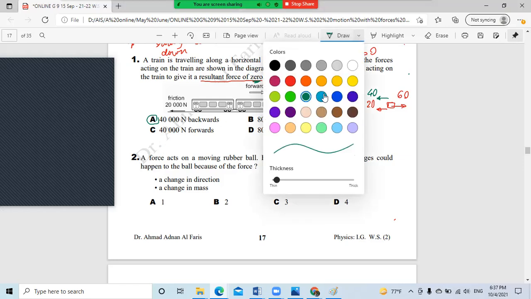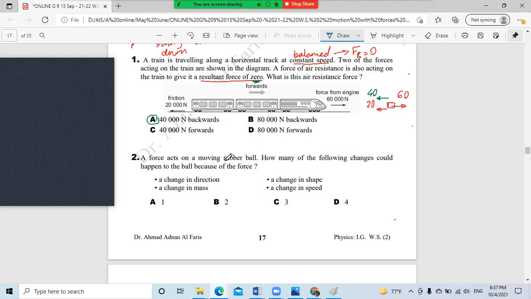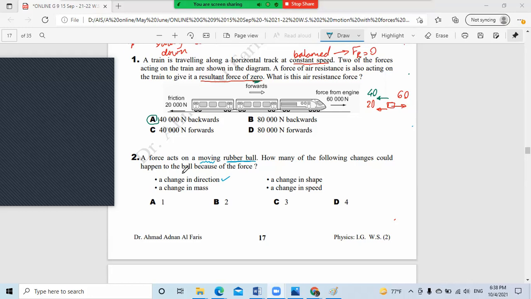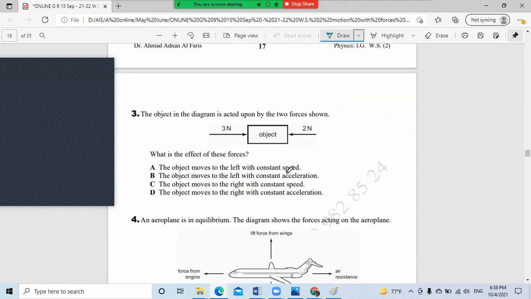What did they say here? They said that a force acts on a moving rubber ball. We can squeeze it by a force. A force acts on a moving ball, meaning it was in motion. How many of the following changes could happen because of the force? Can it change its direction? Yes, it can. It can change the shape, it can change the speed, but it cannot change the mass of the object. So the answer is C, 3 out of these 4 the force can do.